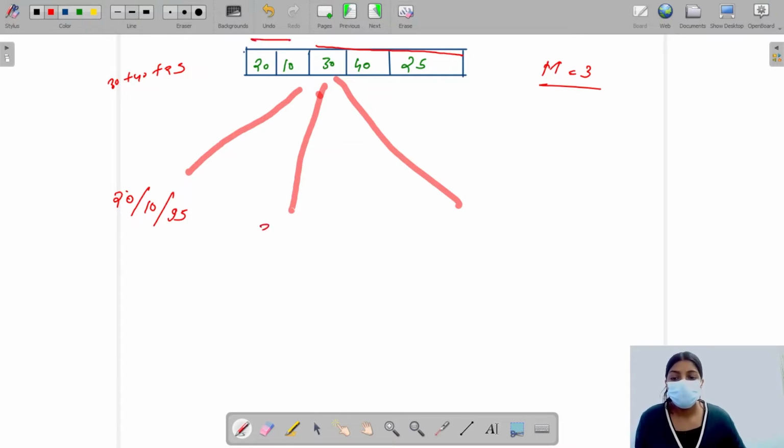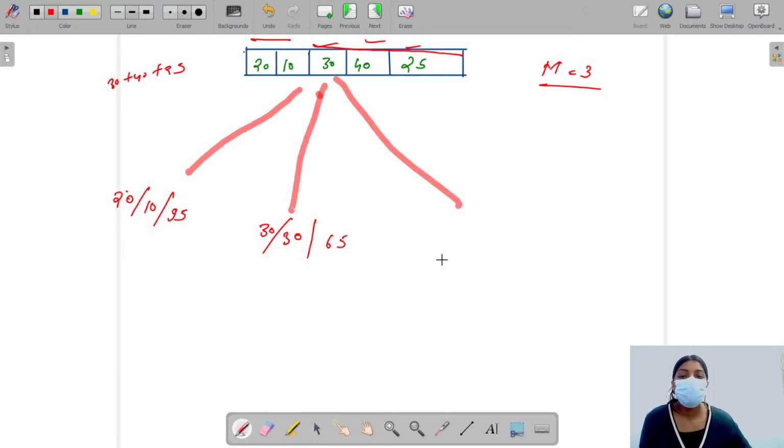Okay, now another possible combination can be that I allocate the first and second book to my first student, so it has to read 30 pages. The third book to my second student, that is 30 pages, and these 2 books to my third student, so it has to read 40 plus 25 pages. Okay, so that is equal to 65 pages.